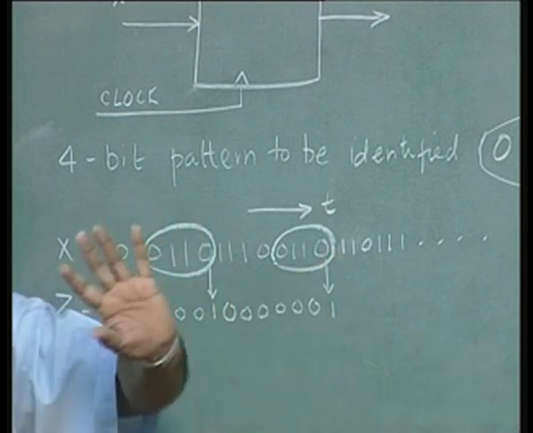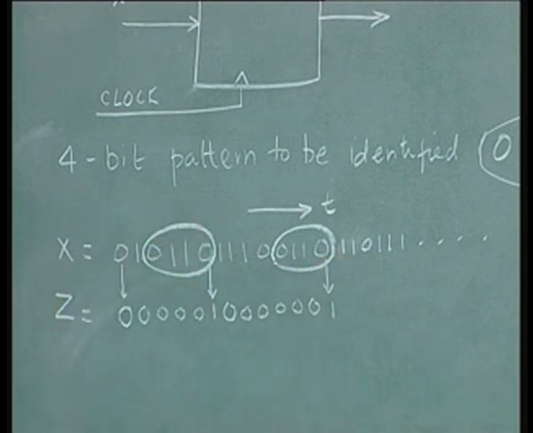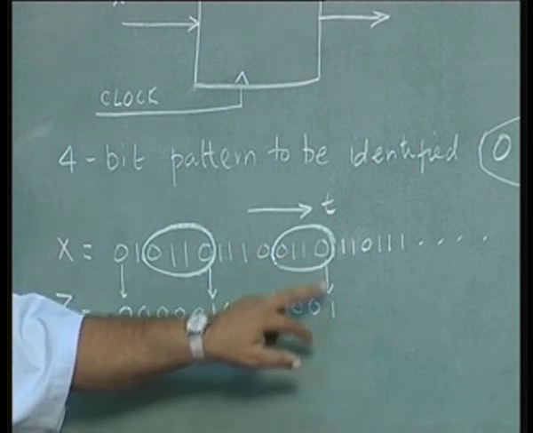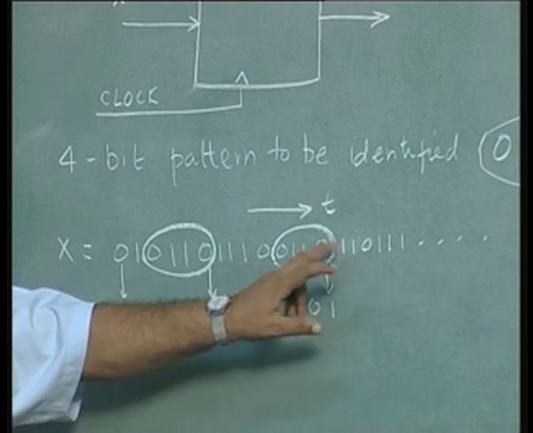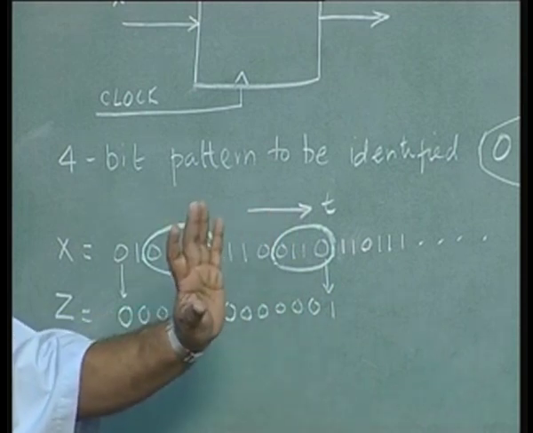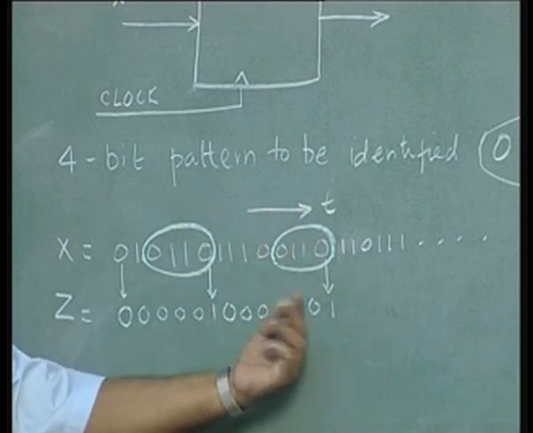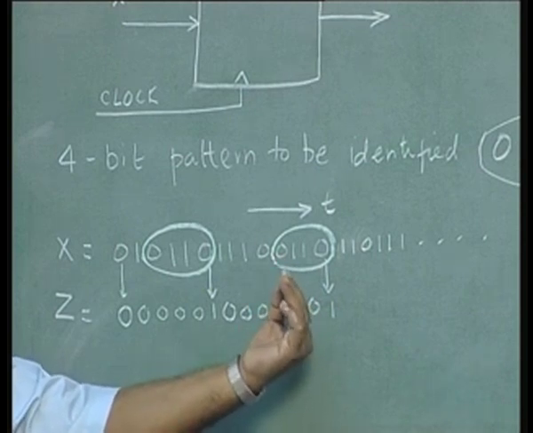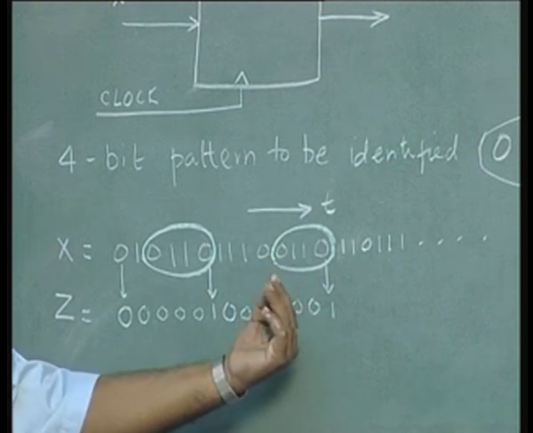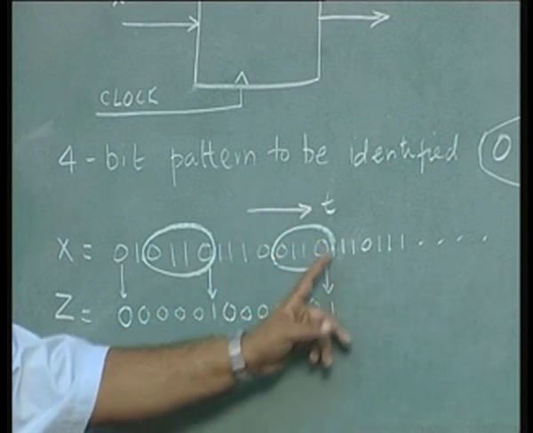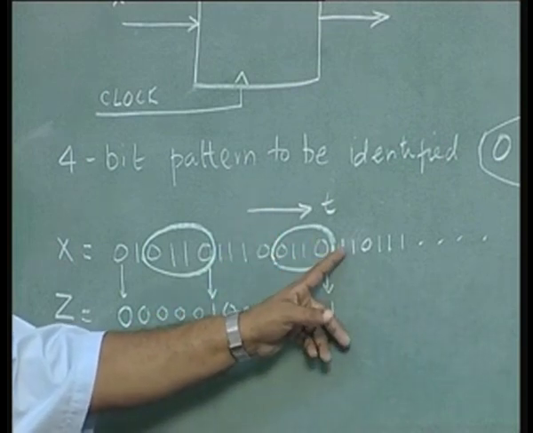Now, as a designer you should ask this question before you start with the design. If this 0 has already occurred and this 1 is occurring next, should I count this 0 also into a new pattern? There are two ways of doing it. If I say after every output is generated, you reset your system and start afresh, then I do not count this 0, and I will start with the 1 as the next bit.